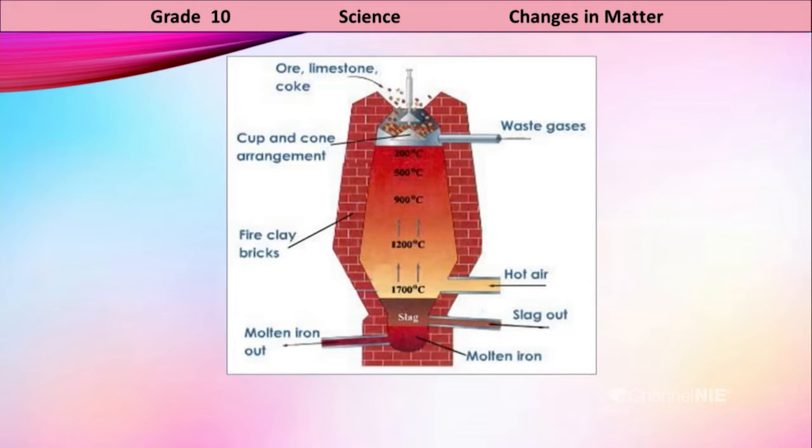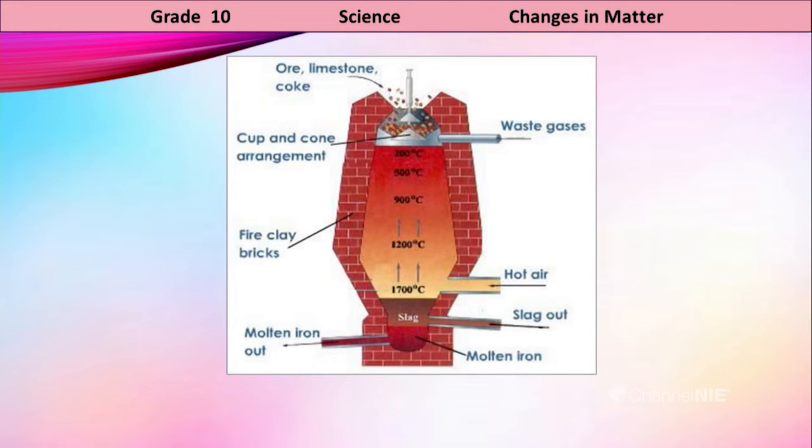Look at this picture. This is a picture of an interior view of a blast furnace. At the top of the blast furnace, there is an opening to insert the raw materials. And at the bottom, there is an opening to insert the hot air. Due to the hot air that we send from the bottom, the temperature inside the blast furnace is created.